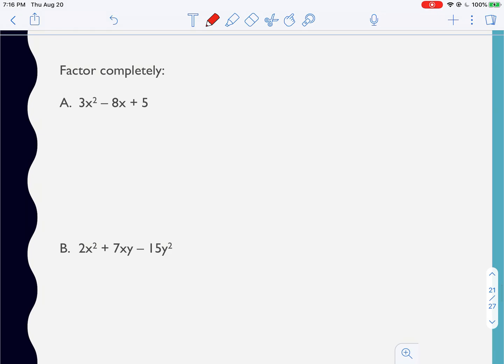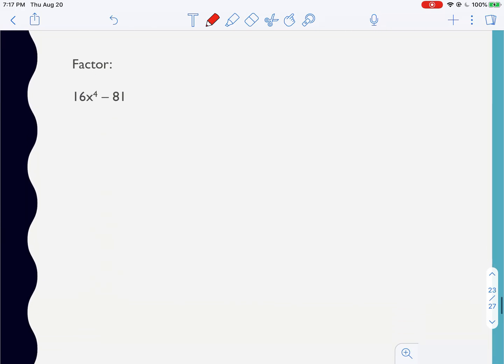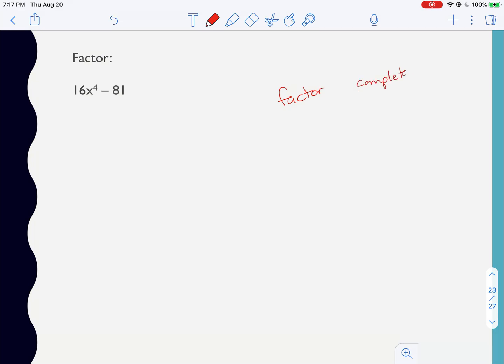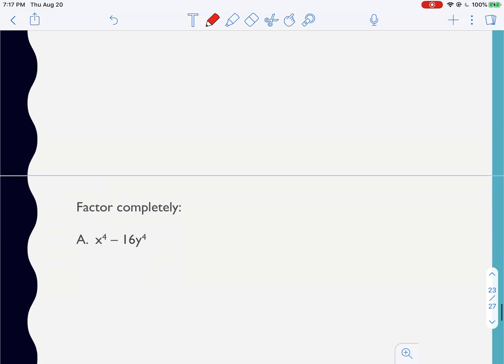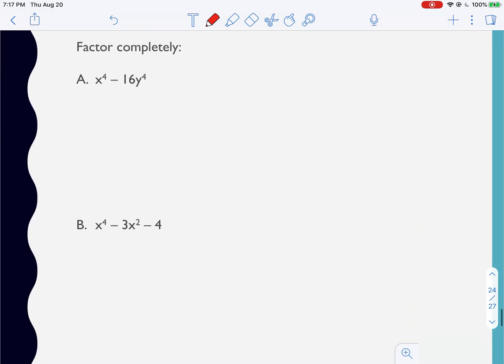I'm going to let you guys factor these completely so you can check against the finish notes. So you guys can try these on your own. Same thing here, factor completely. So after you factor once, you might need to factor again. So this one is a difference of two squares, but you might need to factor it again after you're done. So you can check the finish notes to see how you did there. Same thing with these guys. So check the finish notes to see how you guys did.